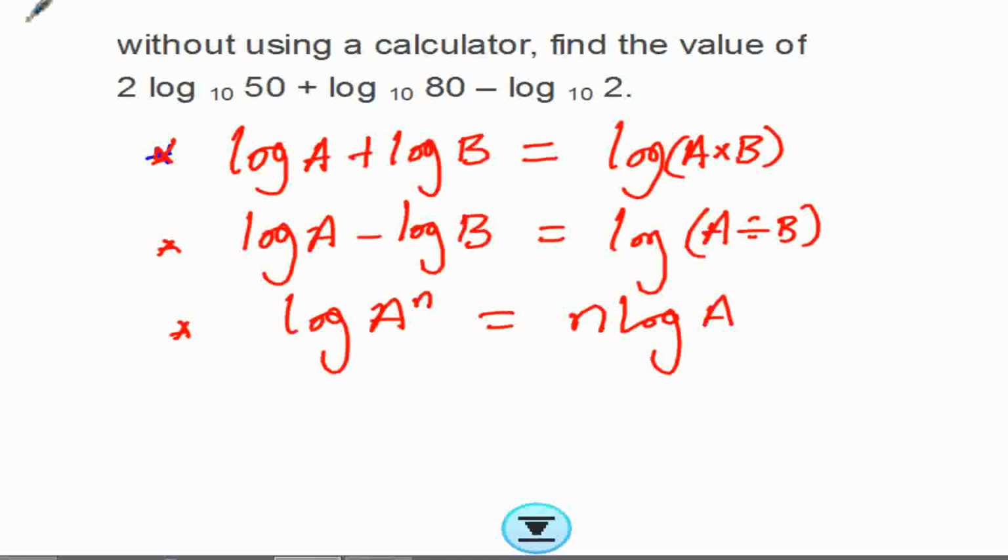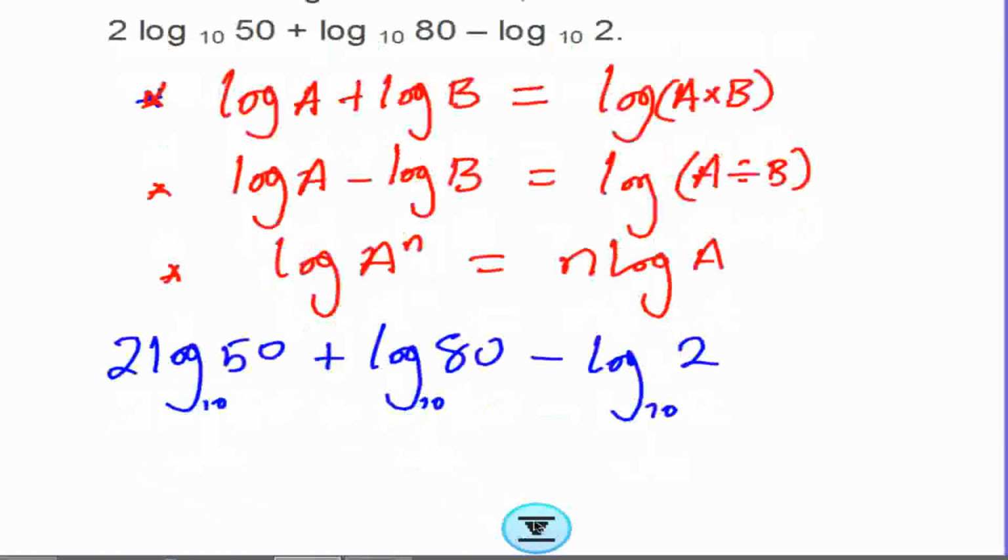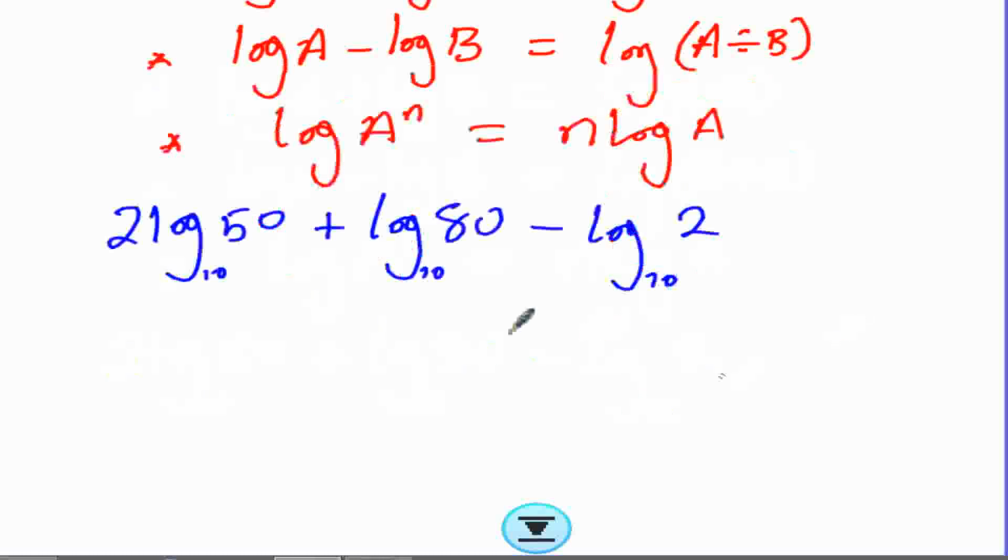And our question is 2 log 50 base 10 plus log 80 base 10 minus log 2 base 10. Now when you're applying these laws, we are not supposed to apply them in order. It's up to you. You can start with the subtraction, then you apply this one, or you apply them at the same time. So let's start with this subtraction part.